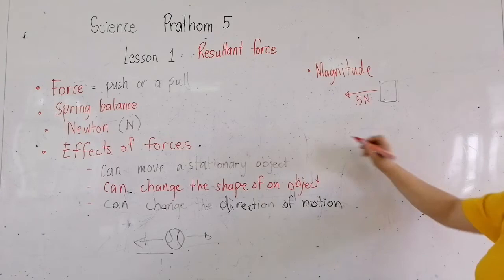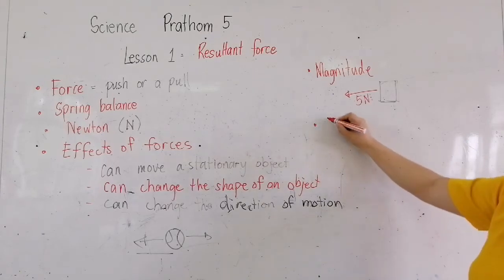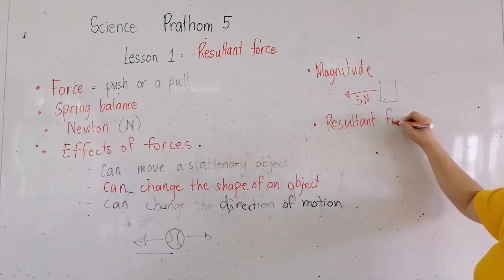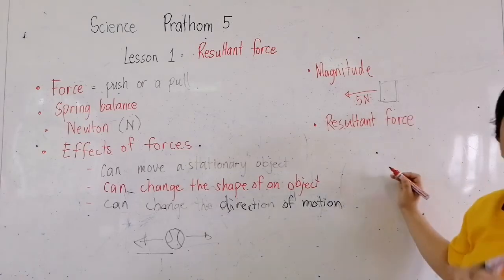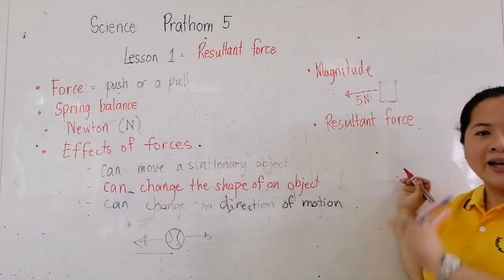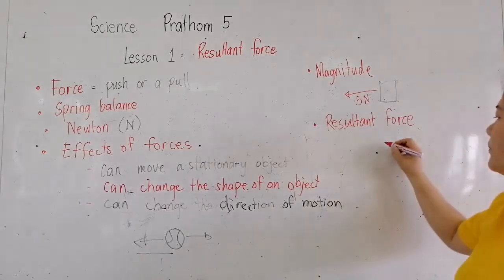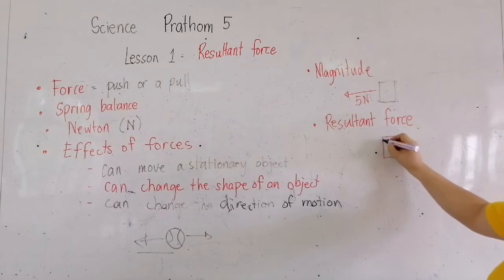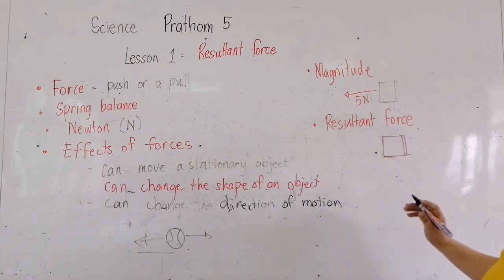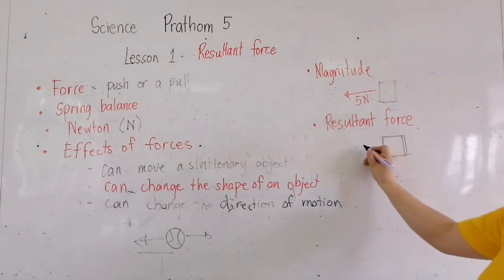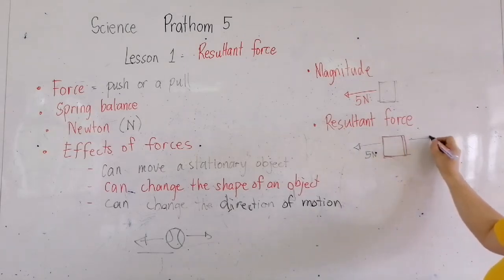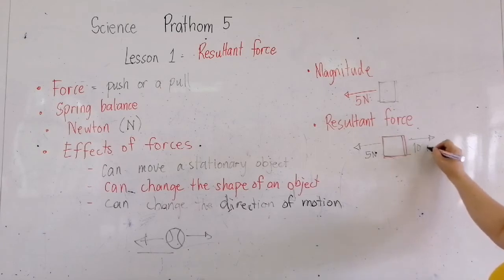And the last thing that you need to know about this lesson is the resultant force. The resultant force is a single force acting on an object. So for example, a box is subjected to many forces. For example, 5 Newton to the left, 10 Newton to the right.